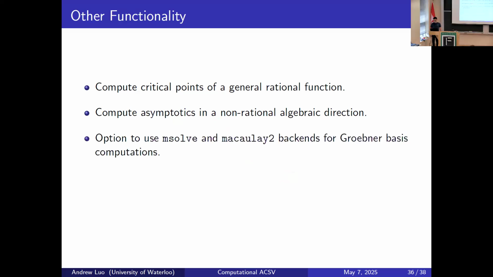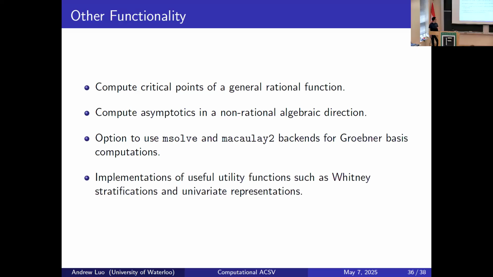And then we also added the ability to use msolve and Singular to do certain backend computations, which speeds it up by quite a lot. And also, if you want to play around with Whitney stratifications or getting univariate representations of polynomial systems, which are things that we use in the backend, there are now also user-facing functions that you can call to do these things.